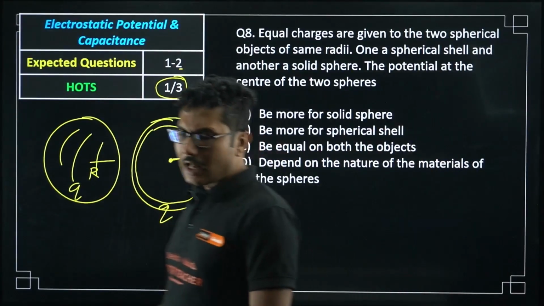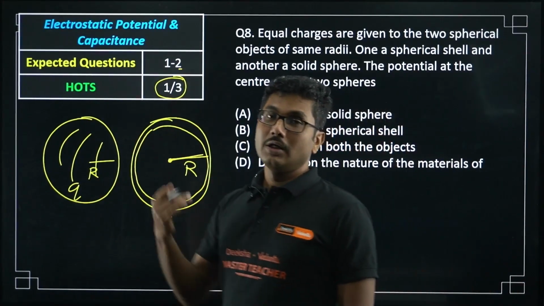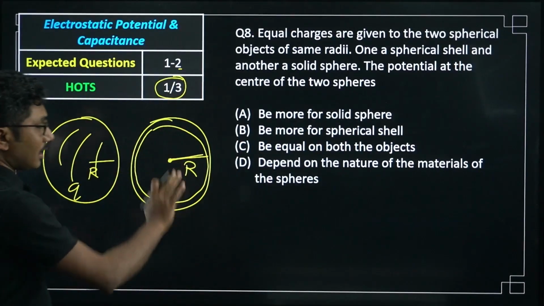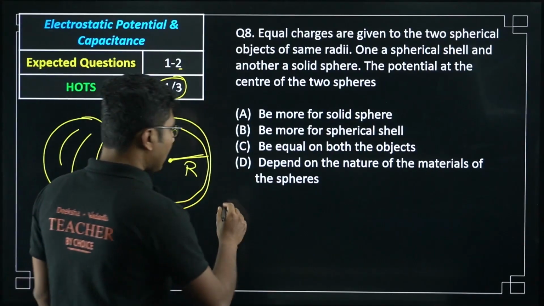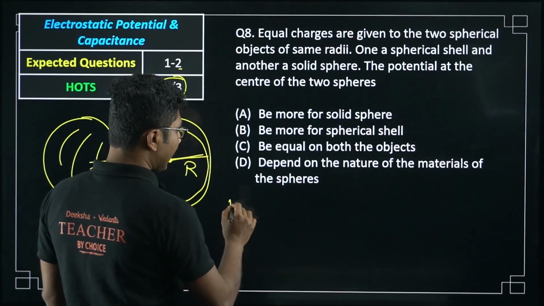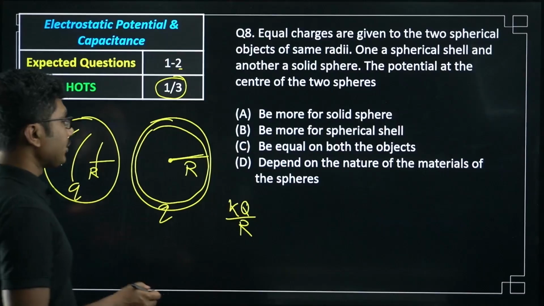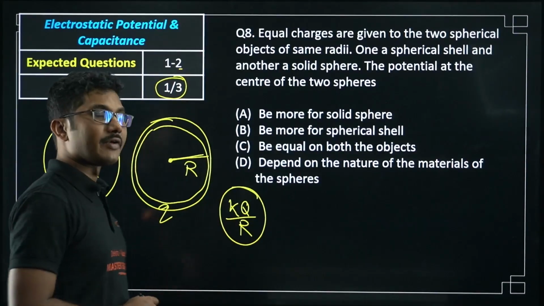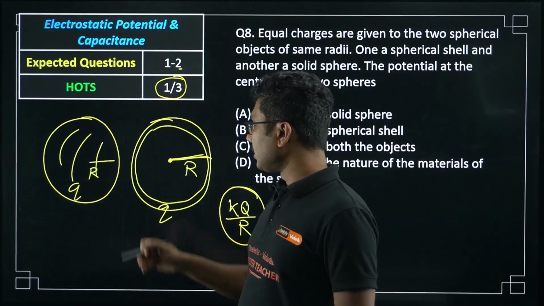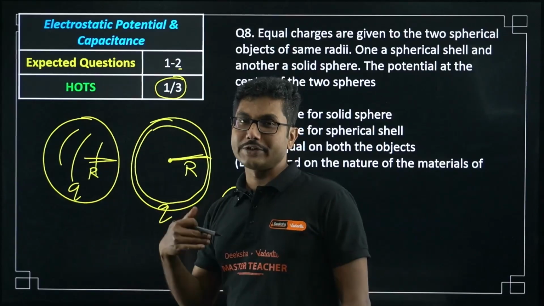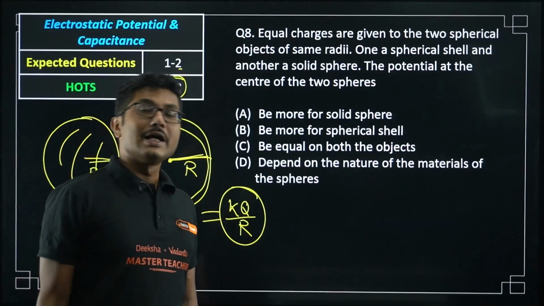As you know, the potential at the center is independent of whether it's a solid sphere or a hollow sphere. It only depends on the total charge given in the system and the radius of the sphere, right? So the potential at the center will be KQ by R. It's a constant value. Inside the sphere the potential will be constant throughout, from the surface till the center, so definitely it will be KQ by R. So in both cases it will be the same.